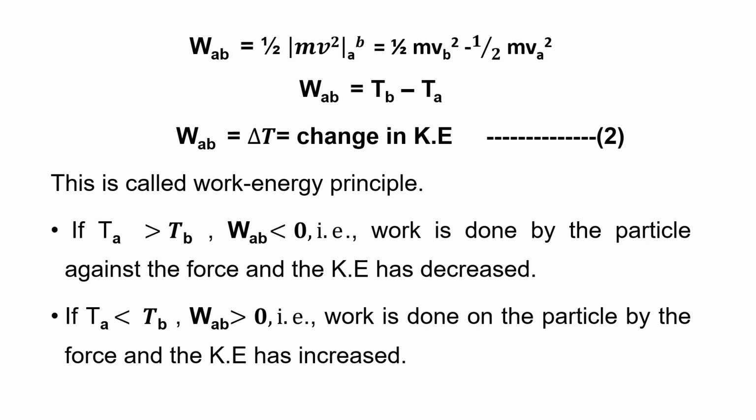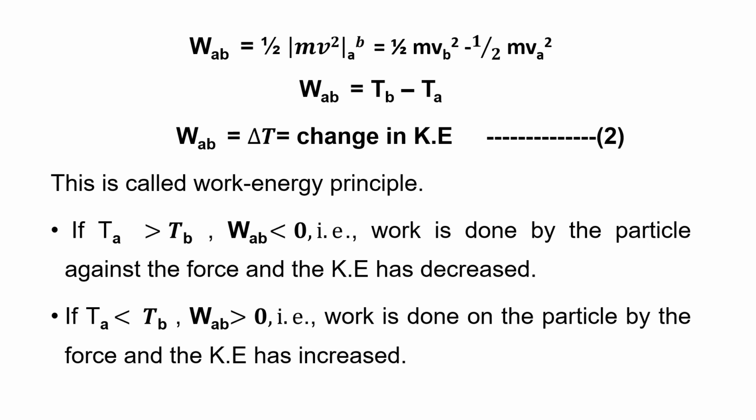So W_AB is equal to m times 1 by 2 times the integral from A to B of d over dt of v dot v. Now, applying the limit and cancelling the integral, we get W_AB equal to 1 by 2 m v squared with limits A to B. Then we get 1 over 2 m v_B squared minus 1 by 2 m v_A squared. That comes out to be W_AB equal to T_B minus T_A.